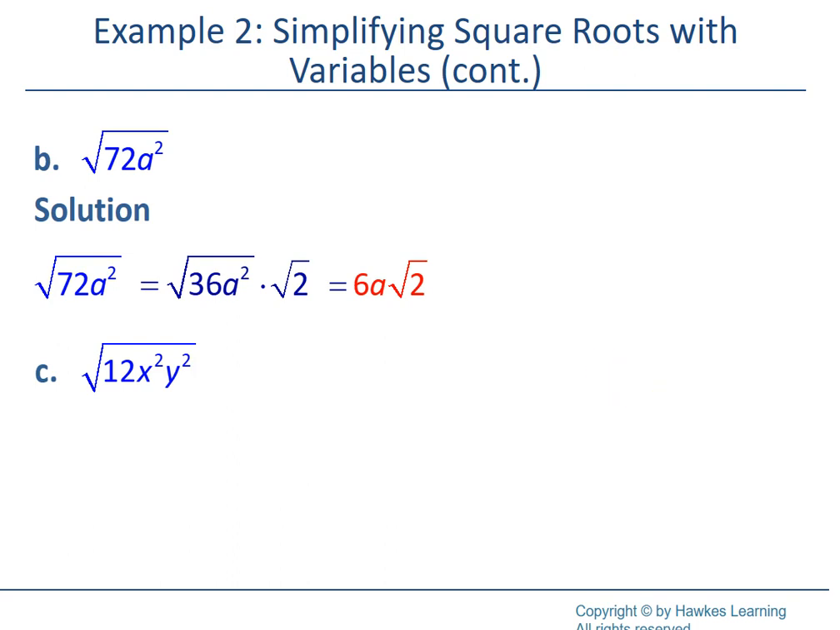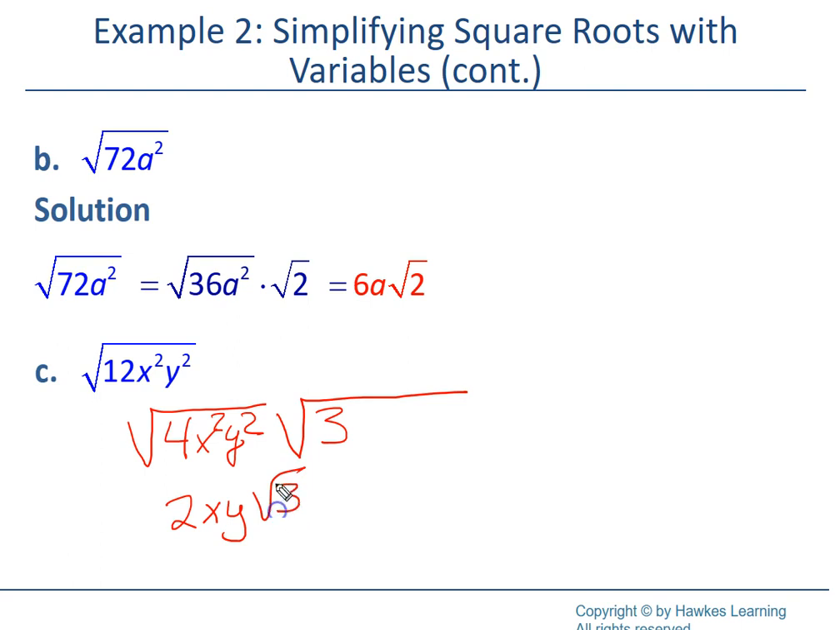Now, how about this one? Again, you want to develop a strategy, so we're going to put 2 radical signs. And under the first radical sign, we're going to put all the perfect squares of 12. The largest one is 4. Then what's not a perfect square is 3. And then these are both perfect squares. So this is going to become 2xy, the square root of 3. We have simplified that.